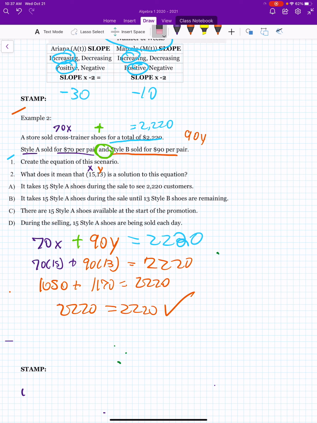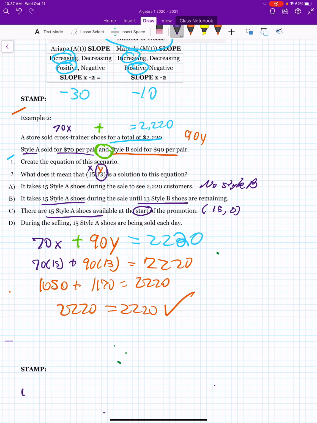Looking at all these examples, A: it takes 15 style A shoes during the sale to sell to 2,220 customers. That is true, but it's not inclusive of our y value. There's nothing about style B shown. B: it takes 15 style A shoes during the sale until 13 style B shoes are remaining. So they're both valued there. C: there are 15 style A shoes available at the start of the promotion. So if it's at the start, the point will be (15, 0). Yeah, that would make sense.